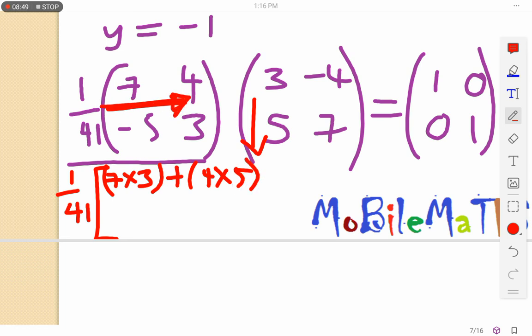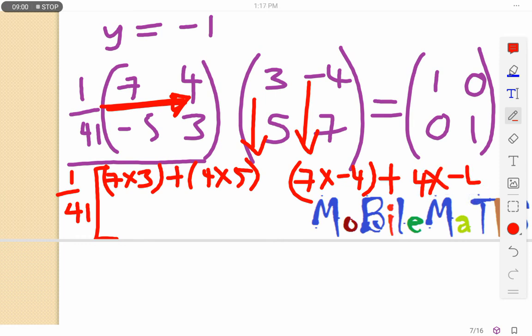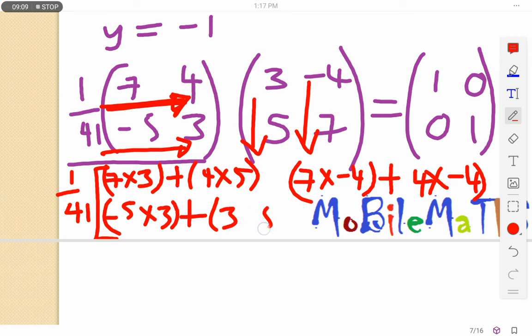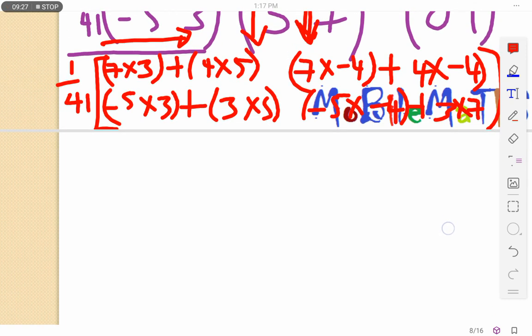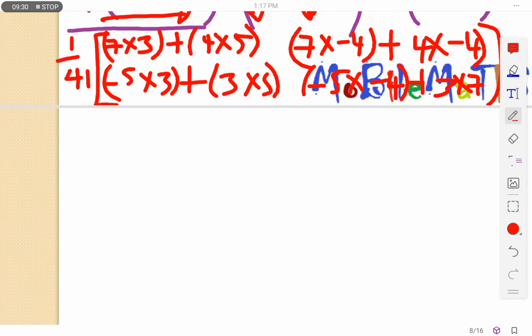The first row again, with the second column, I'll get 7 by -4 plus 4 by -4. Okay, then on the second row, I'll get -5 times 3 plus 3 by 5. Then on the second column, I'll get -5 times -4 plus 3 by 7. Okay, so that's what we have. Let's simplify that and see if we'll get 1, 0, 0, 1.